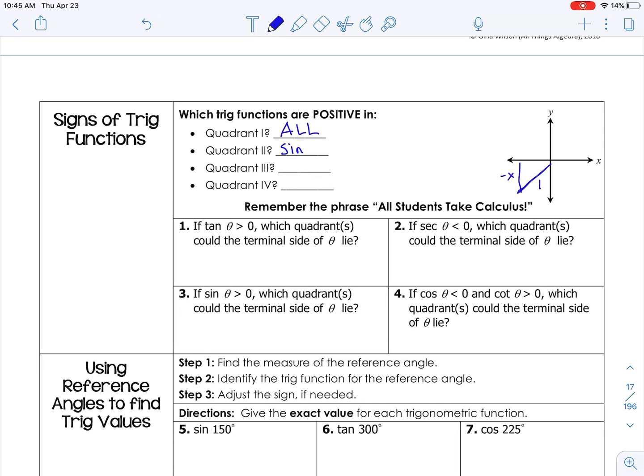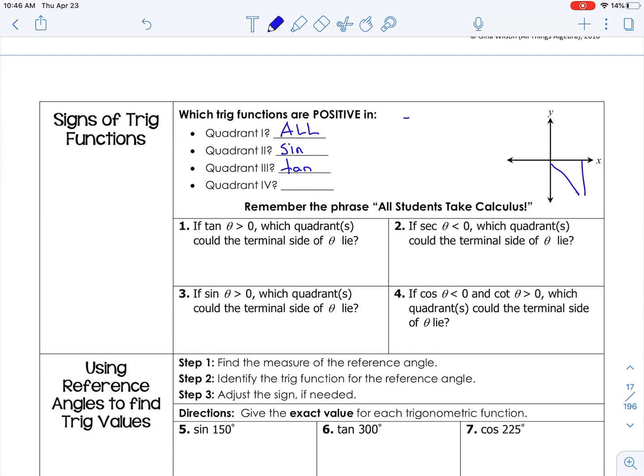Negative x. 1. 1's always positive. Should note that. And, oh, sorry, this is negative x. This is negative y. So sine, here's my reference angle, would be opposite over hypotenuse, which is negative y over 1. That's not positive. Cosine would be adjacent over hypotenuse, negative x over 1. That doesn't work. Tangent would be negative y over negative x. Negative divided by a negative is a positive. Tangent is the only one in quadrant 3.